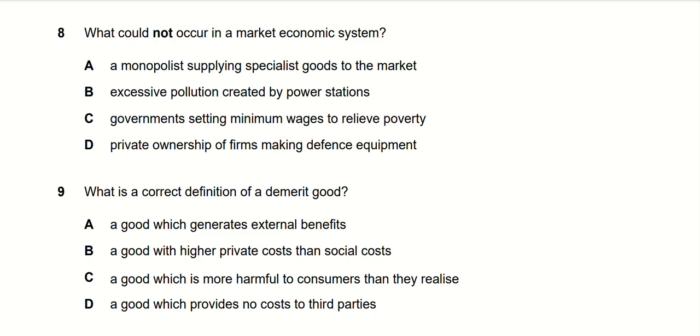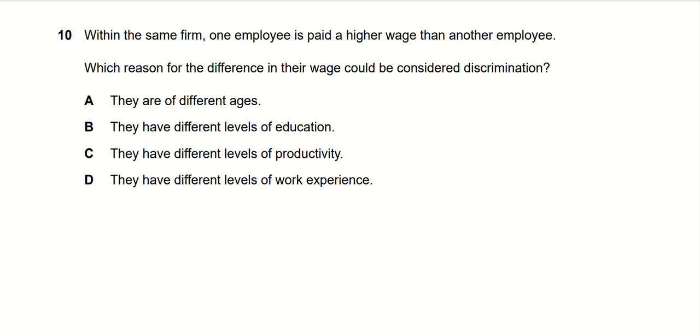Okay, number 9. What is a correct definition of a demerit good? A good which generates external benefits? No. A good with a higher private cost than social costs? Not really. A good which is more harmful to consumers than they realize? Yes. Option C is the correct answer for 9. I keep on saying the option for the number, so forgive me if I've said that earlier.